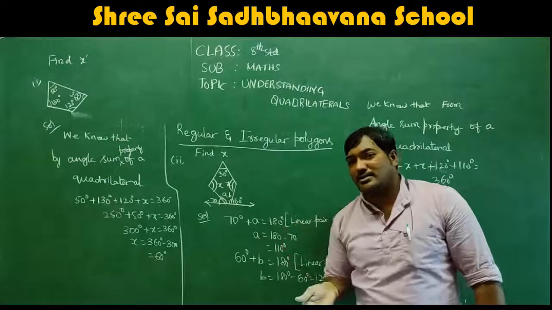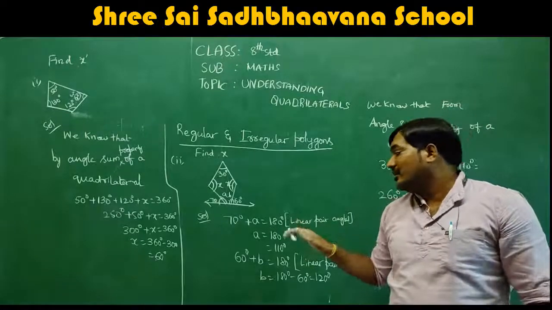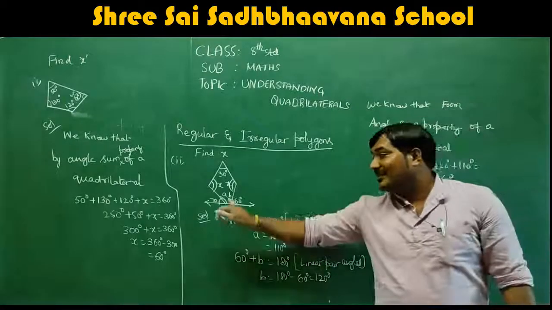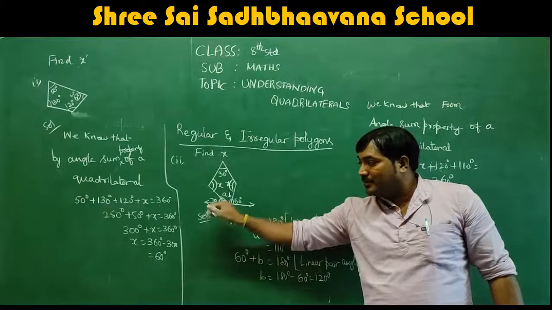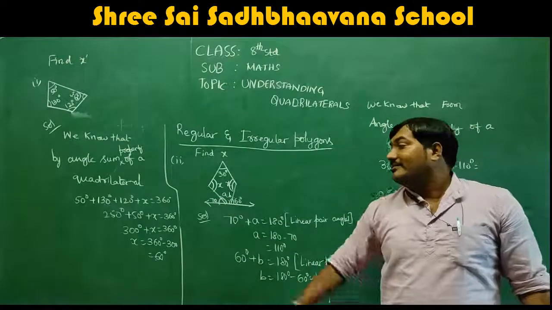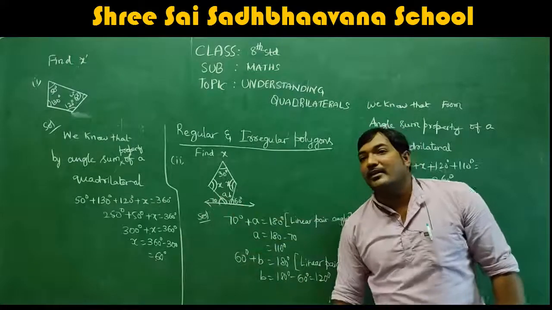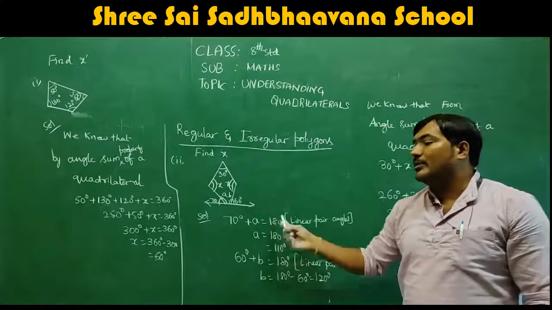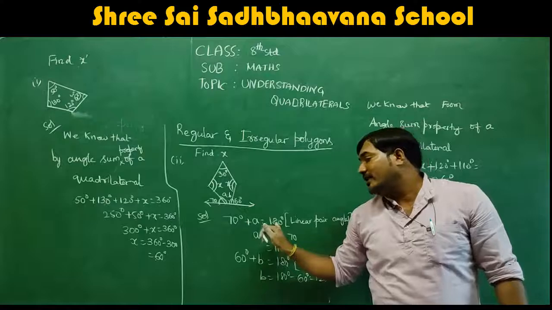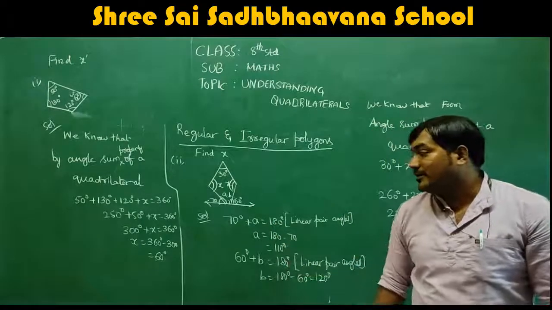In your last class of geometry, in your 7th or 6th standard, you might have studied that linear pair angles sum should be equal to 180 degrees. In this case, this 70 and A will form a linear pair. Because this is unknown, I took A. So A plus 70 is equal to 180 because they form a linear pair. So A is 180 minus 70, which is 110 degrees.